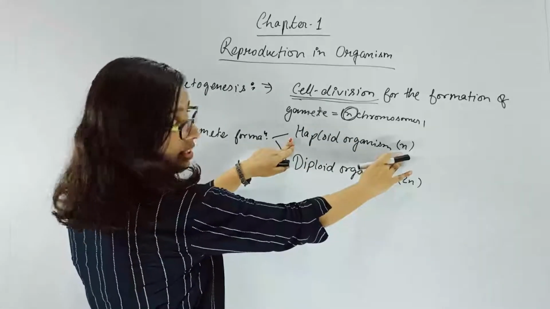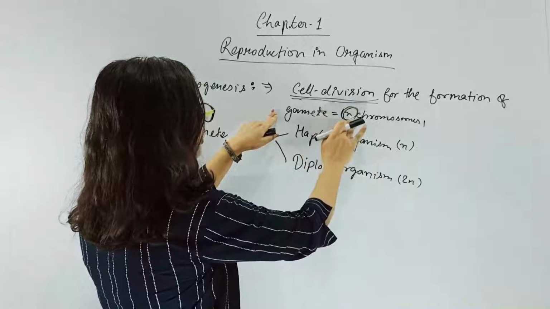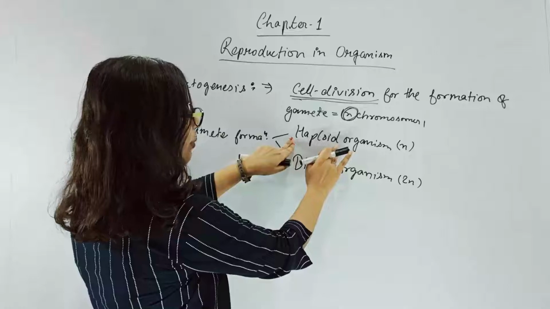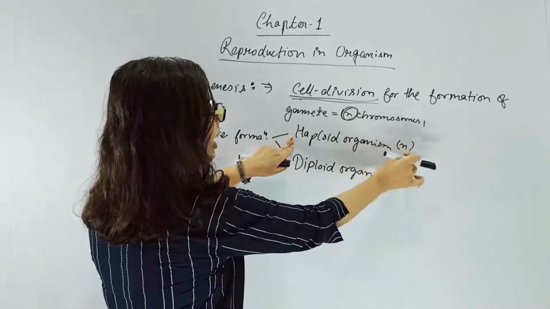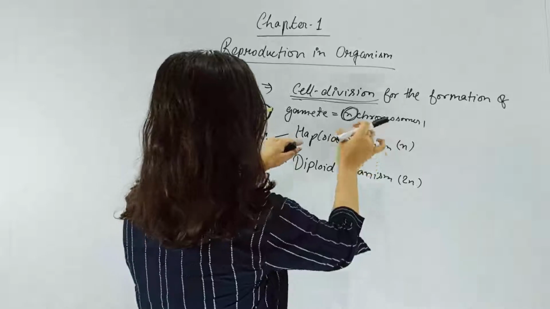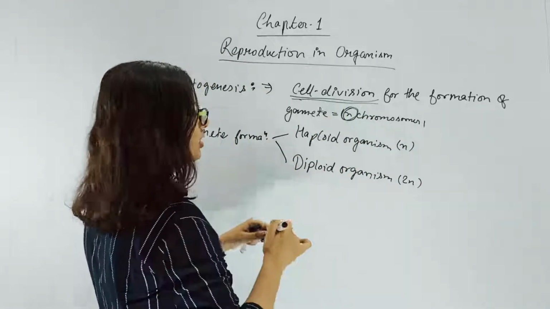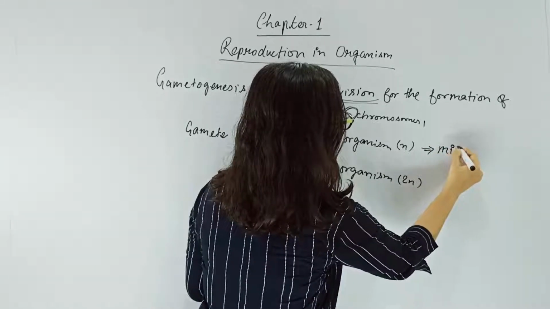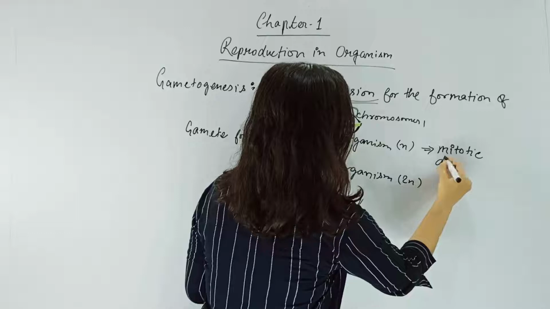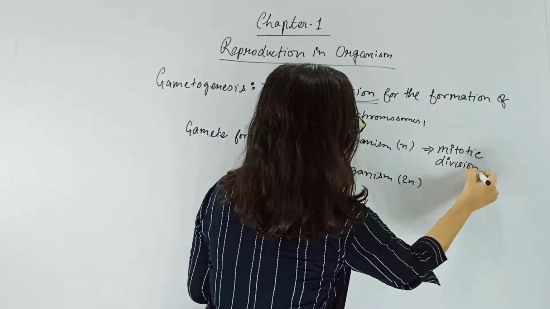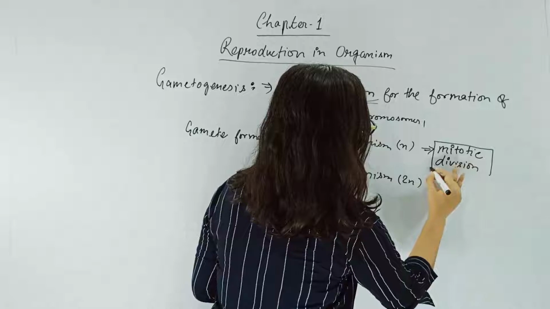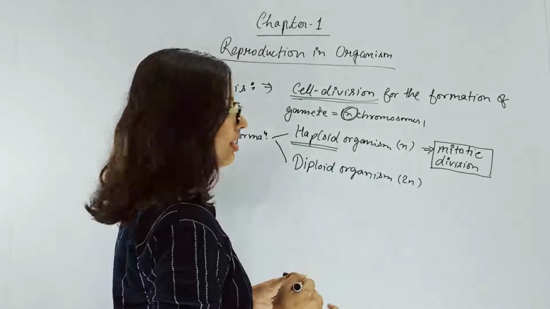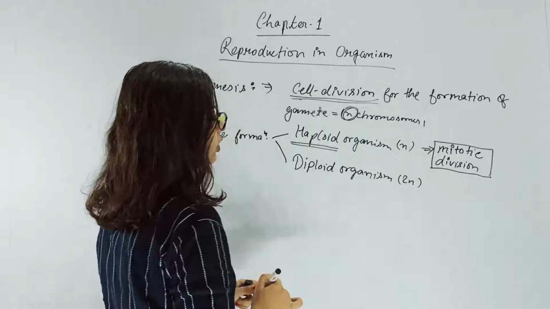So in the haploid there is N total chromosomes, in the gamete also there is N. Means if gamete formation has to happen in one haploid organism, then the same N has to pass into the gamete. So in this case, there will be mitotic division. Mitotic division will happen in case of haploid organism to form the gamete.